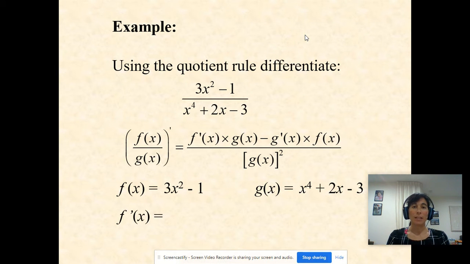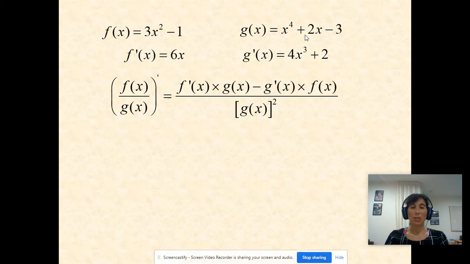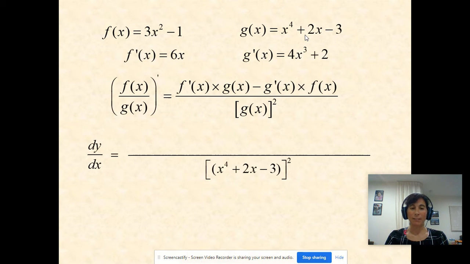Next step, differentiate to get f dashed of x. So if we differentiate 3x squared minus 1, we'll get 6x. Next step, differentiate g of x to get g dashed of x. So if we differentiate x to the power of 4 plus 2x minus 3, that'll give us 4x cubed plus 2. So now we've got the components we need, and then just substituting it into the formula in the correct position.